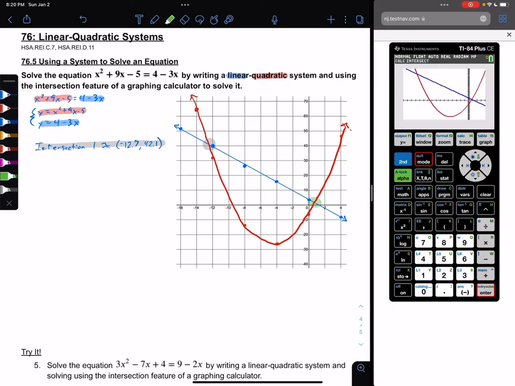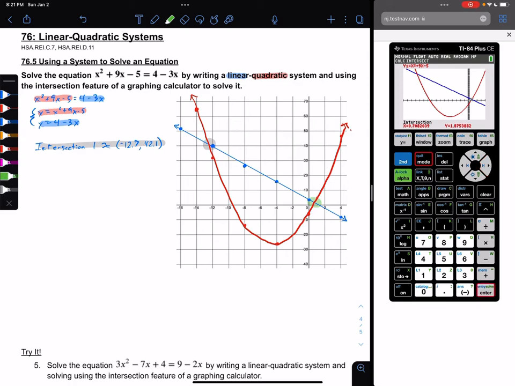Go to intersect again. This time again, make sure it's on one of your curves. So it's on the blue line. I'll hit enter. Second curve, make sure it's on the opposite one, the red line. Enter. And now guess, and it's critical that you put that cursor near the intersection point, because if it's not close enough, it's going to give us the point that we already found.